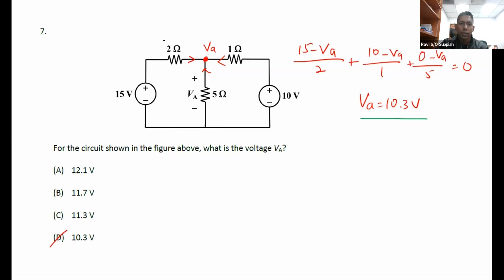So if I look at this example, it's the same thing. I assume that all currents are going in, even though I know it is wrong. But after I calculate VA, I know that this is 10.3 volts, which means that this direction was correct.